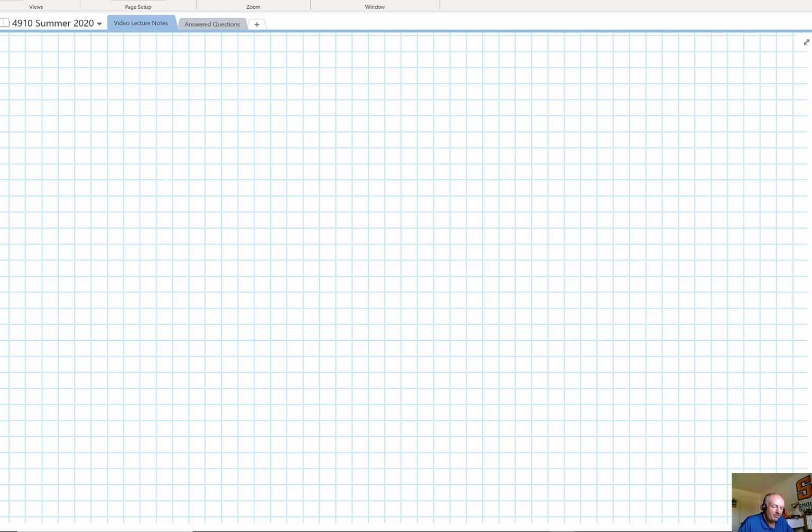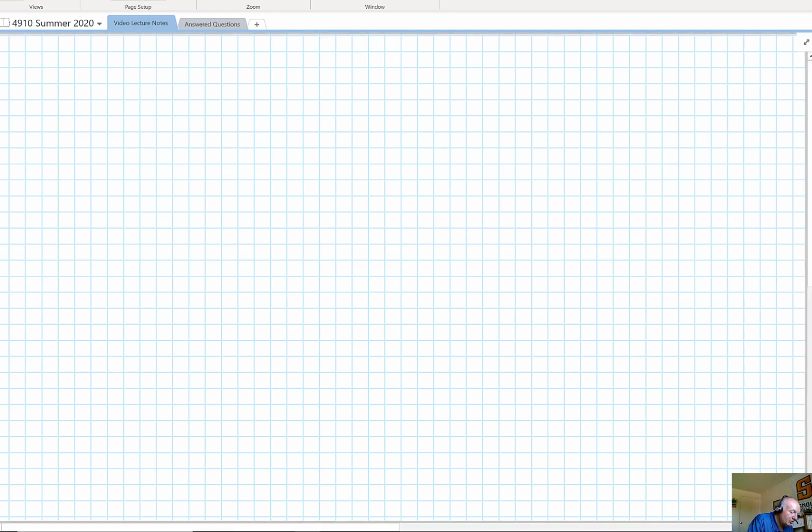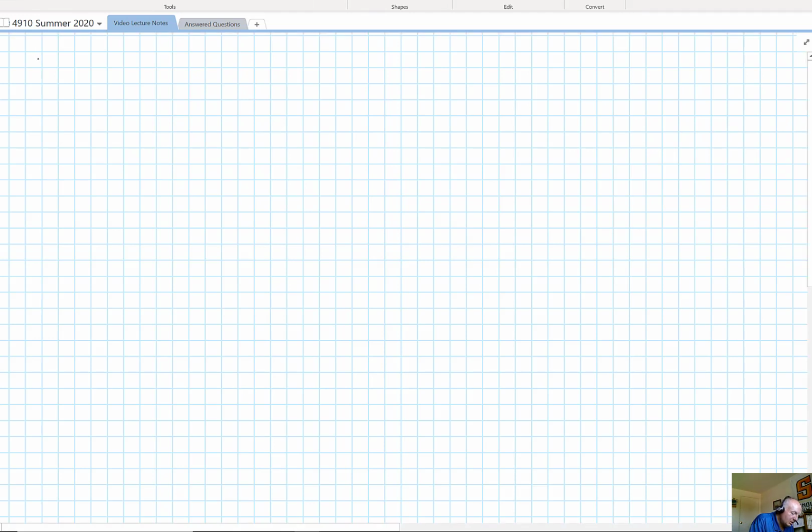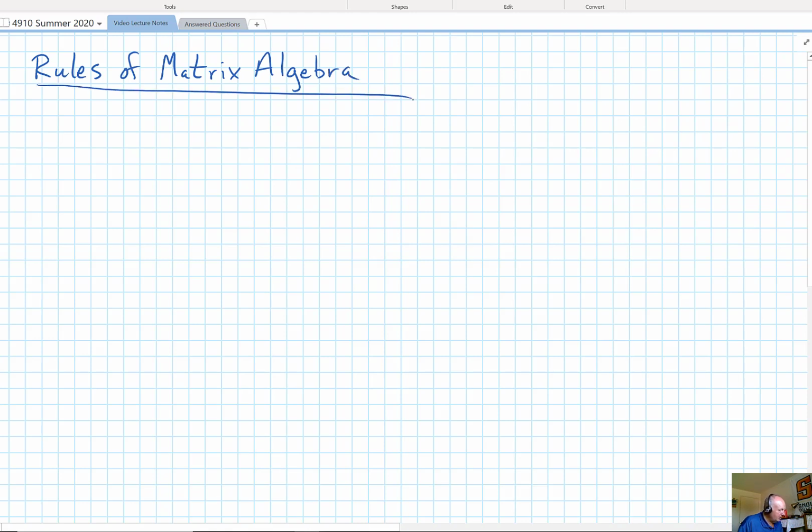Okay. Now, because you can add, subtract, multiply, and divide numbers, we have to familiarize ourselves with some of the rules of matrix algebra, just so we don't get ourselves in trouble. We already mentioned some of these, but I'll mention them quickly here. These are the rules that we have with numbers, right? When we're adding, subtracting, multiplying, and dividing numbers, these are the rules that we rely on.